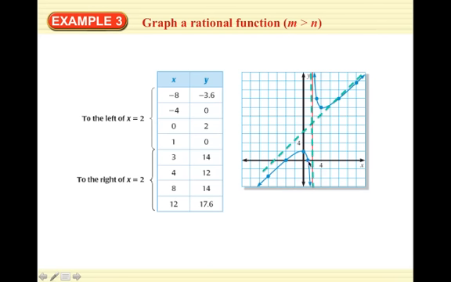You should have your two roots on here. Each little hash mark is 2; we're scaling by 2s. So here's (1, 0) and here is (-4, 0). Those are your two roots. We've got our vertical asymptote at x equals 2. And here is our slant asymptote.